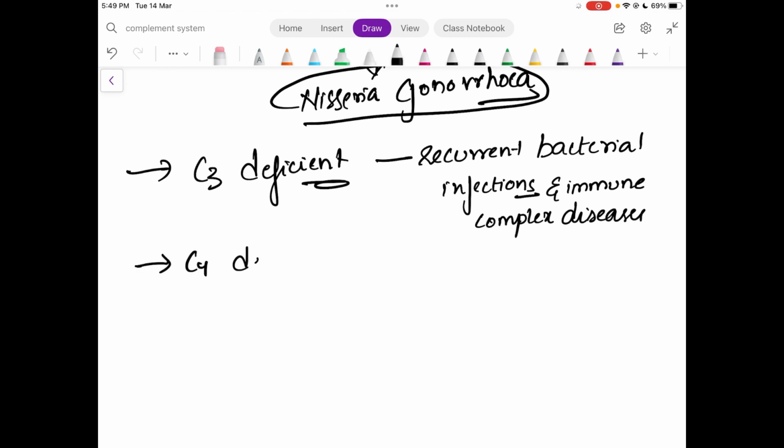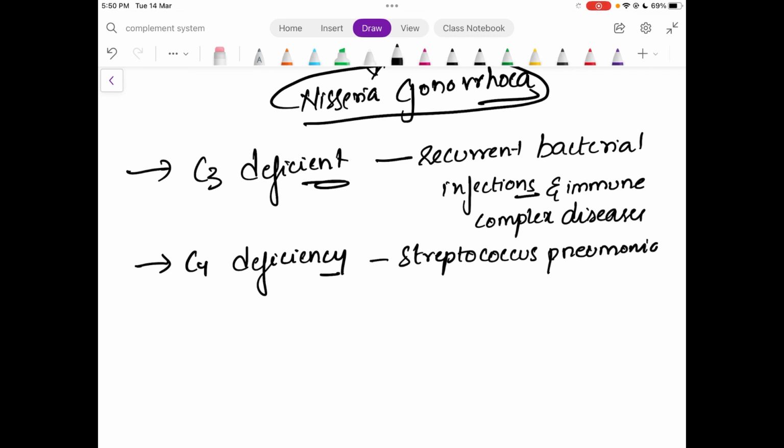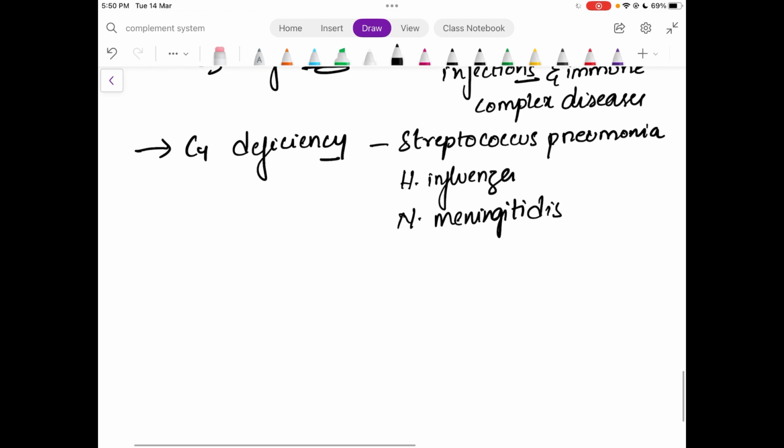Whenever C4 deficiency is there, they will suffer with Streptococcus pneumonia, Haemophilus influenza, and Neisseria meningitidis. Okay, these are the infections which are seen with a C4 deficiency.